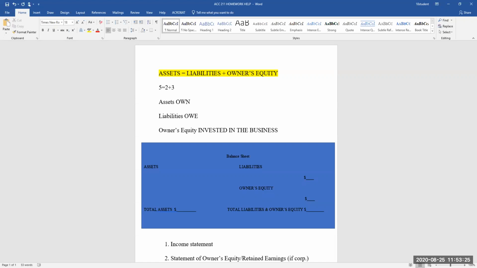Now, I also want to tell you that owner's equity is like an umbrella term because as you go on, you're going to see a lot of things that fall under the equity section. It's going to be like the owner's capital and the owner's drawing. If it's a corporation, you're going to have things like retained earnings, stocks, bonds, dividends. So just know that owner's equity is an umbrella term, okay?